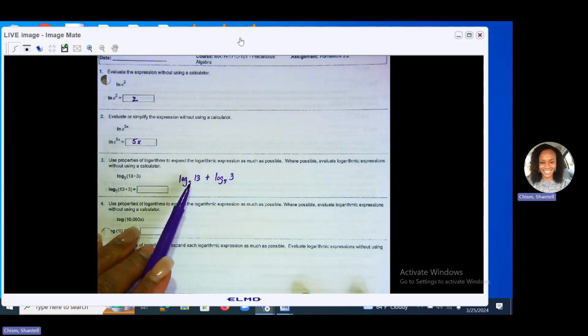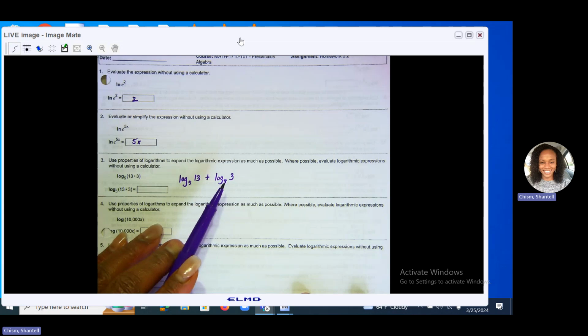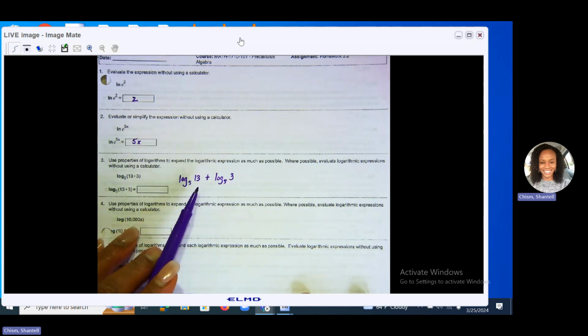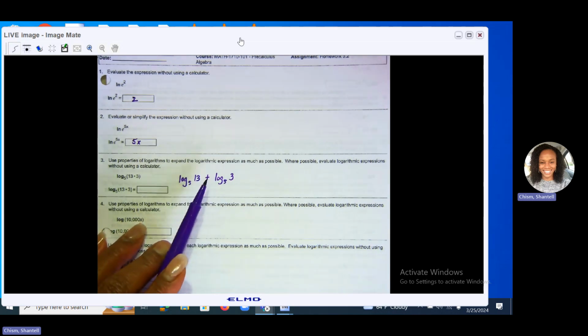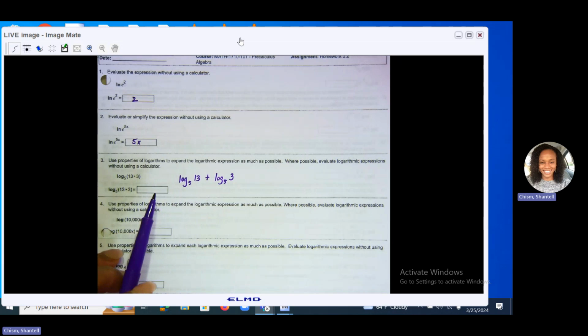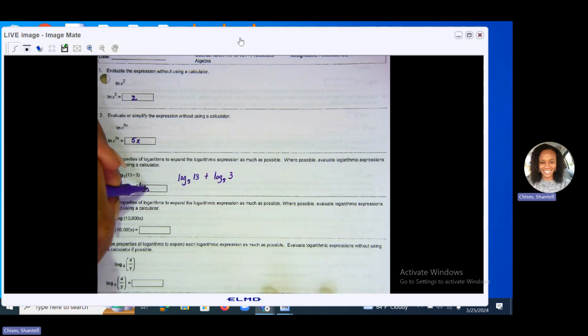Now, if we're asked to simplify this without a calculator, then that means we would have to be able to express 5 raised to a power to produce 13. Or right here, 5 raised to what power would produce 3? There is not one. The only way that we could get an answer here would be using a calculator to get some sort of decimal. So because there is not a whole number that would simplify for either of these, we leave them as is. Log base 5 of 13 plus log base 5 of 3.